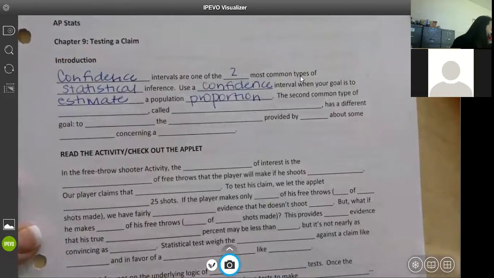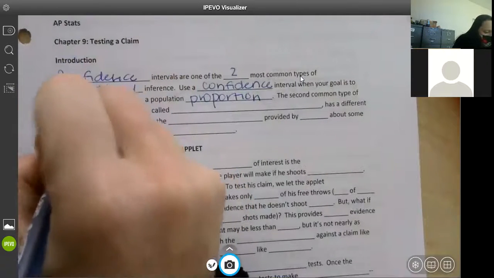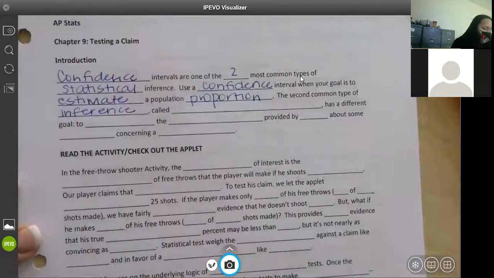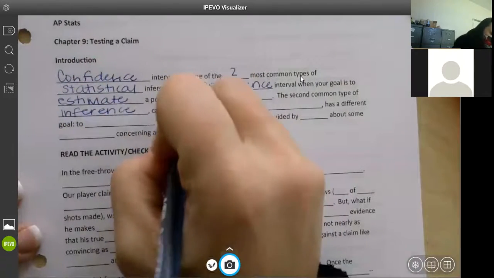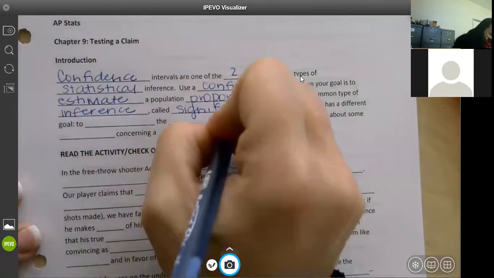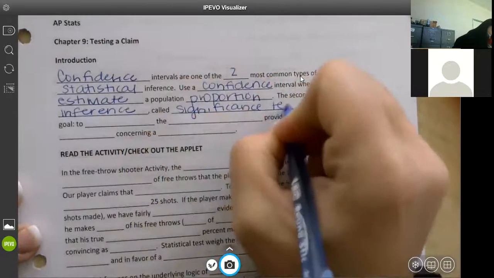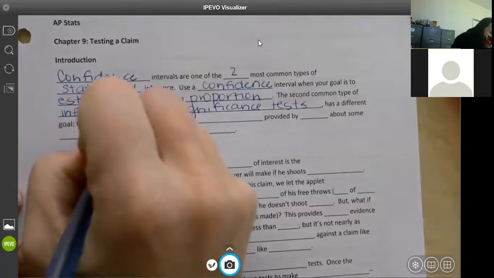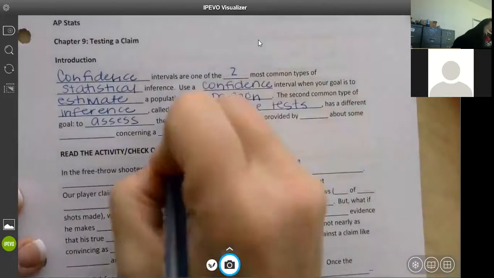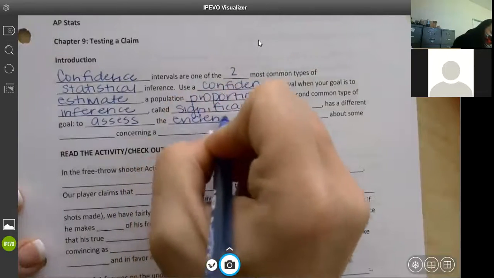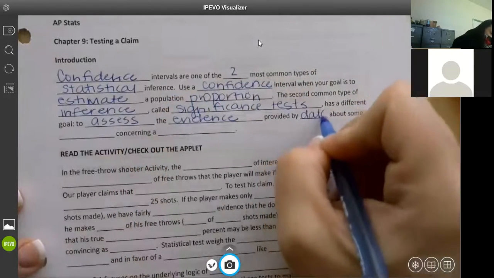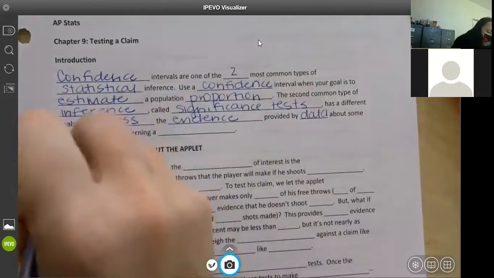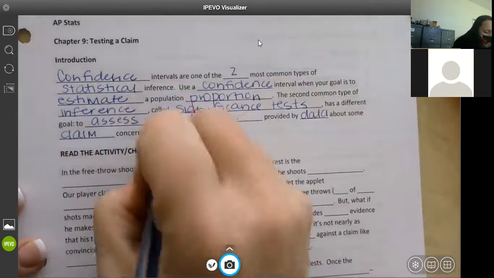The second common type of inference is called a significance test. It has a different goal, and it's to assess the evidence provided by data about some claim concerning a parameter.